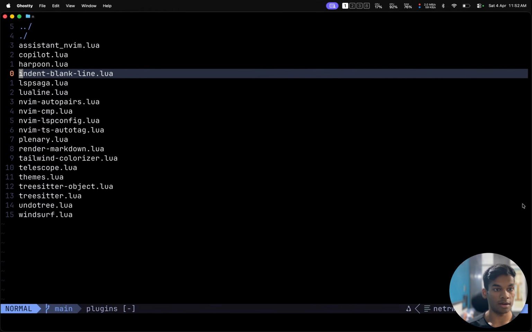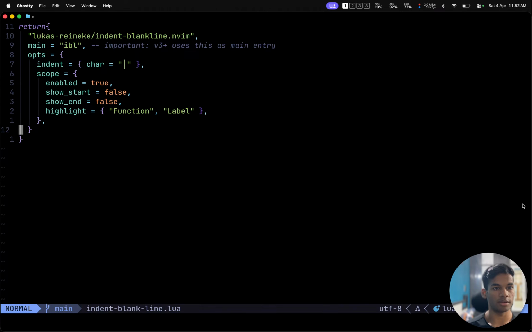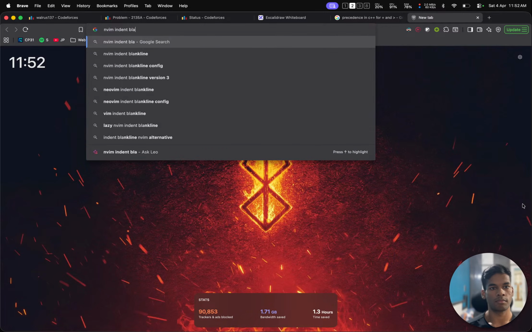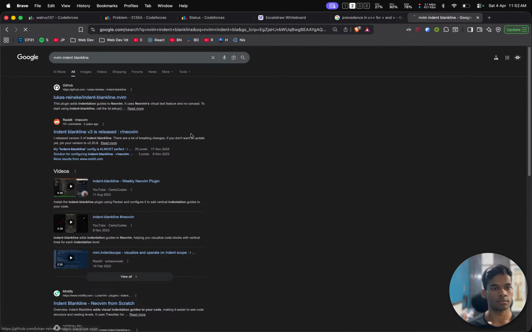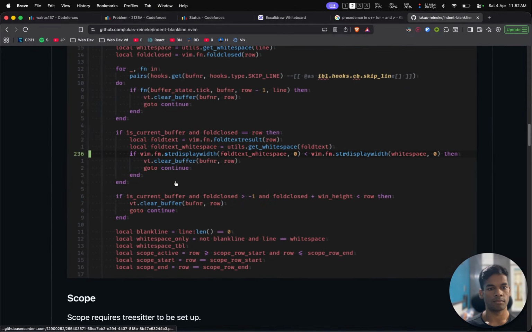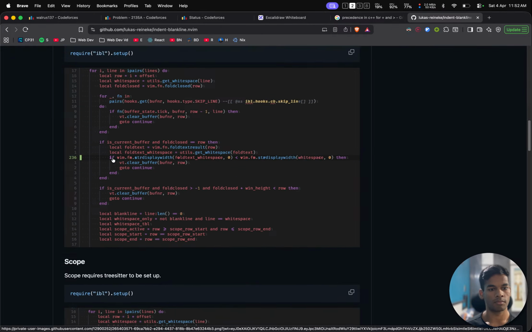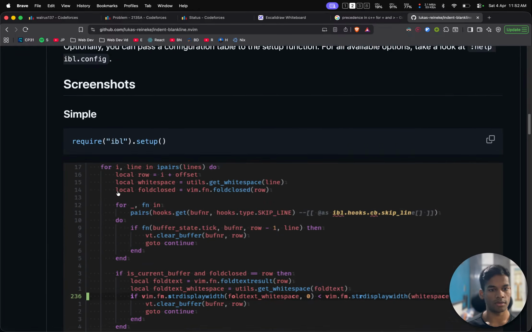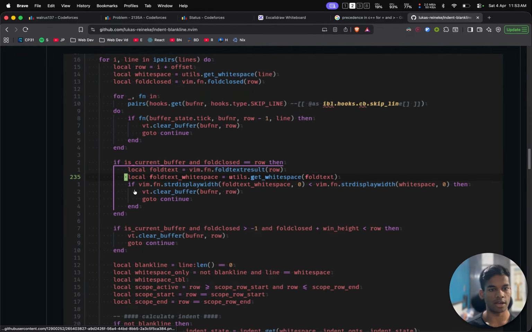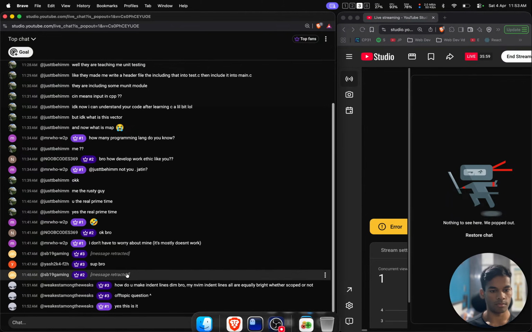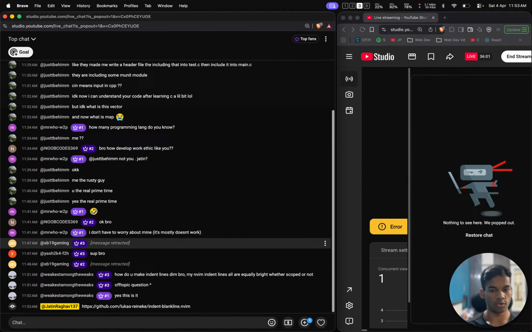Indent blank line. Wait, this might be it. I think this is it. This is it, indent blank line. Lucas Reinecke. Yep, it is this one. Before the line was like this, and now it is like this. So this is the plugin you can use. Cool. Let's go.